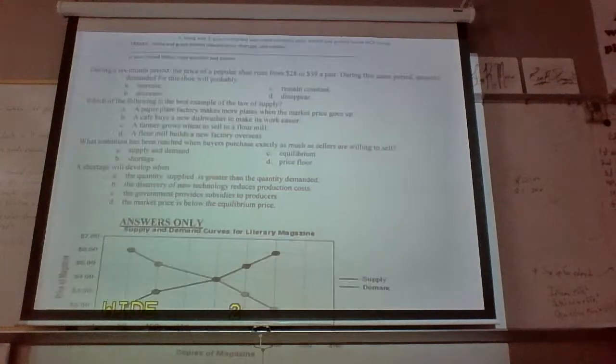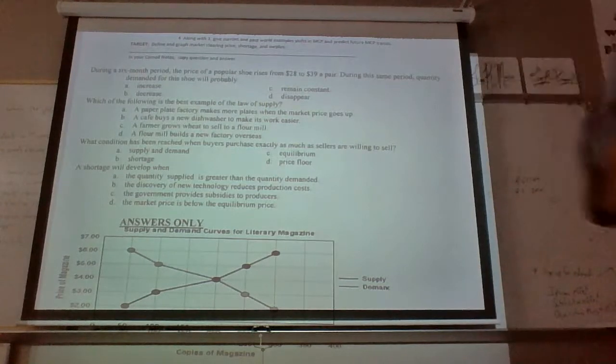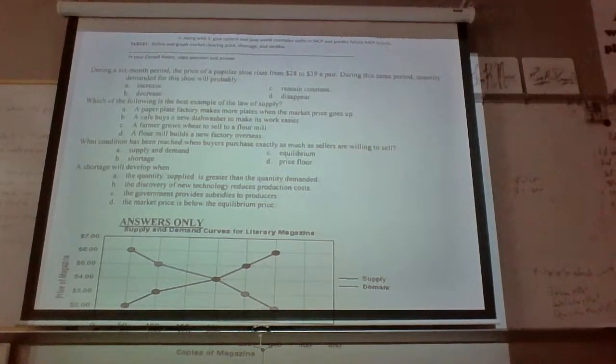Right, number 1. During a 6-month period, price of a popular shoe rises from $28 to $39. Whose was this? All right. During that same period, what happens to the quantity demanded? Hold them up. Let me see them.